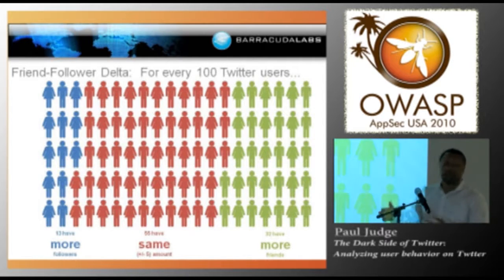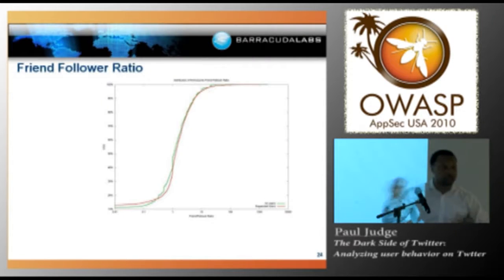But then there's about a third of the network that are using it more as an information feed, to follow more people than are following them and extract information from the network. So it's consumers versus creators. But that's just the delta.